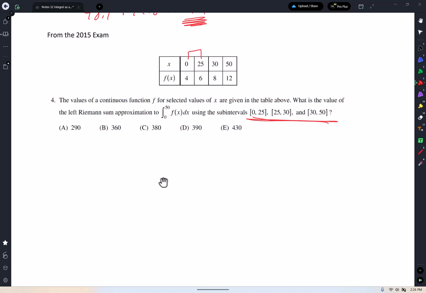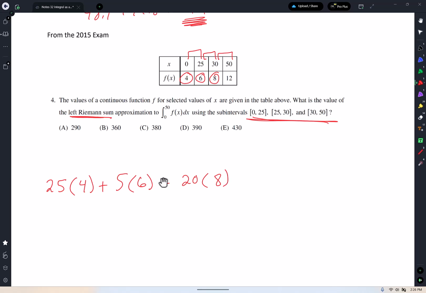So look, my first delta x is 25. And they want me to use a left Riemann sum. So underline left Riemann sum. So I'm going to use that 4. 25 times 4. Plus, what's the gap between 25 and 30? 5. And I'm going to use what number? Perfect. Plus, what's the gap between 30 and 50? 20. And I'm going to use what number? There it is. Now, can we do this without a calculator?